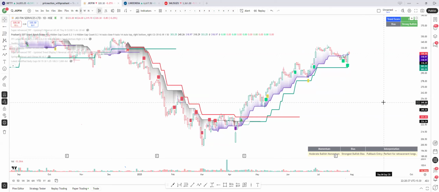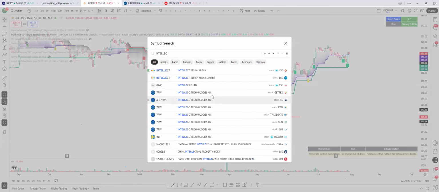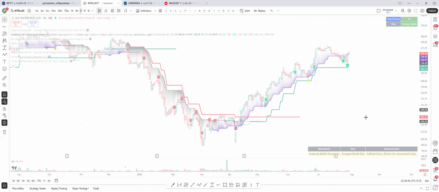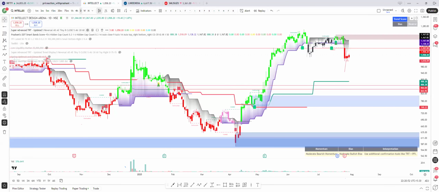Then after Geo, intellect. So intellect. Now here we can see intellect. The trend was bullish here. It went in an uptrend. There was a buy signal and it hit the stop loss.